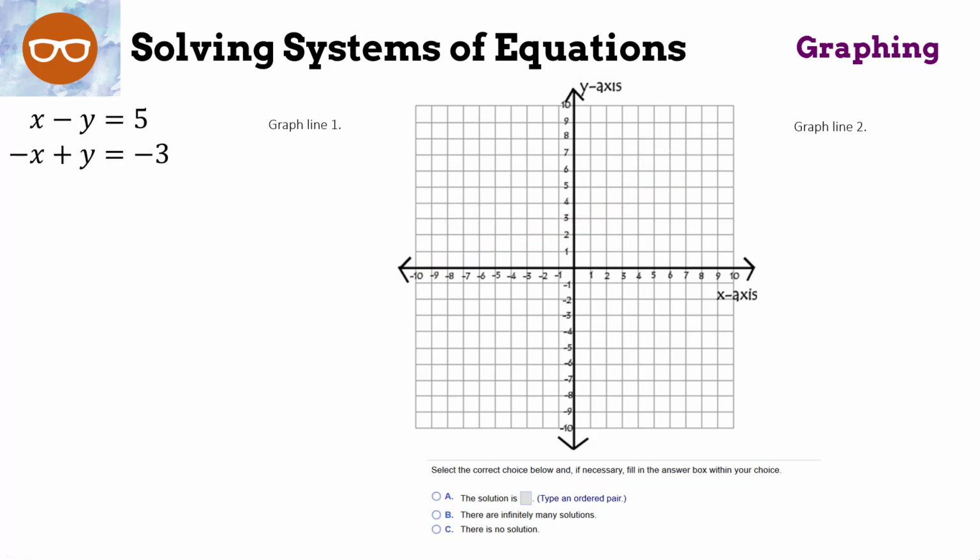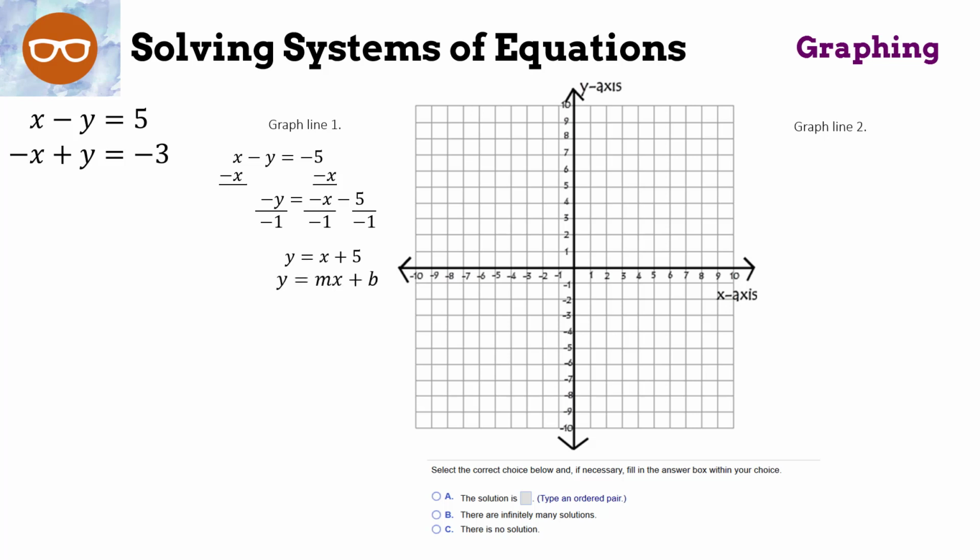Solve the system of equations by graphing. Our two equations are x minus y equals 5 and negative x plus y equals negative 3. Let's graph the first line. X minus y equals negative 5. We want it to look like y equals mx plus b. I'm going to subtract x from both sides, and then we need y, so I'm going to divide everything by negative 1. This gives us y equals x plus 5.